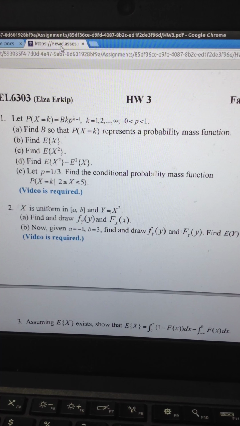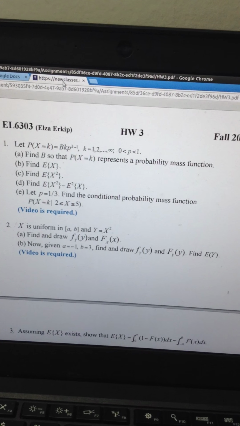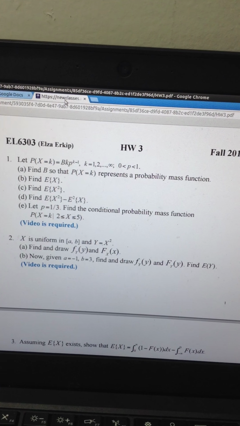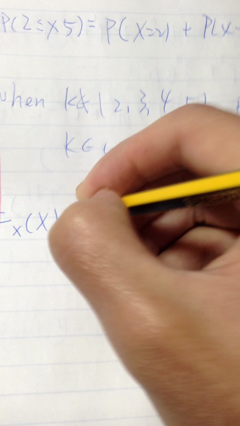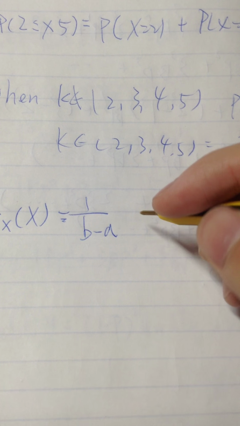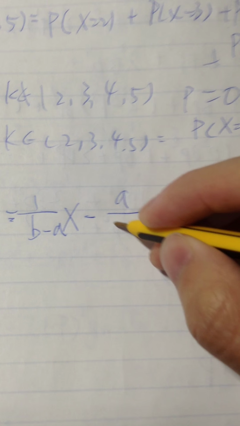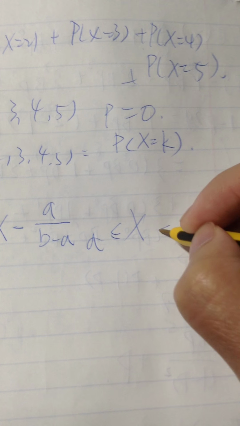X is uniform in a to b and y equals x squared. First question, find and draw fy and fx. First, fx is equal to 1 divided by b minus a, x minus a divided by b minus a, when x is between a and b.